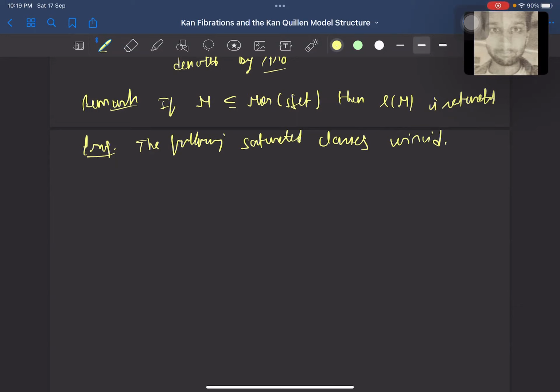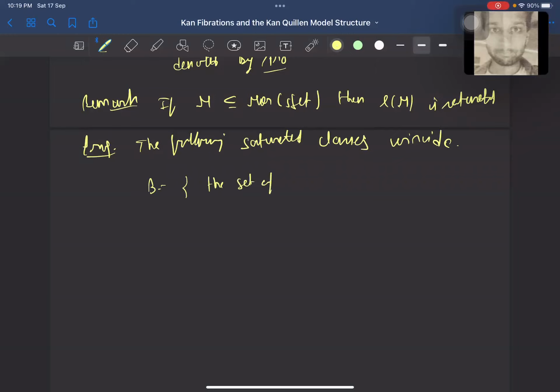There is something that I didn't mention at the beginning. For most of the talk, the canonical reference would be Gabriel Zisman, and I think there are also some notes by Goerss and Jardine. Anyway, the following saturated classes coincide. Let me give them some names.